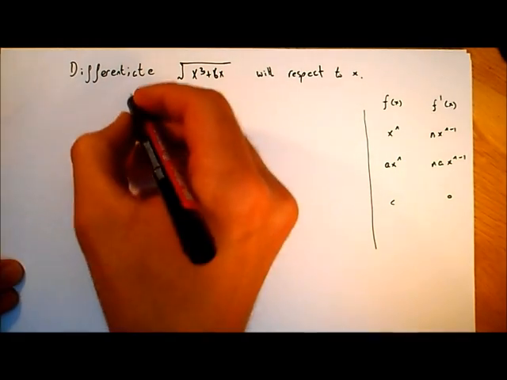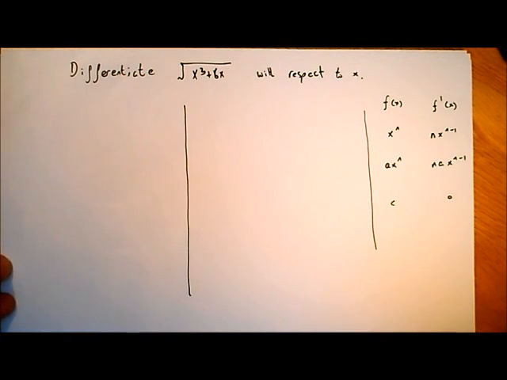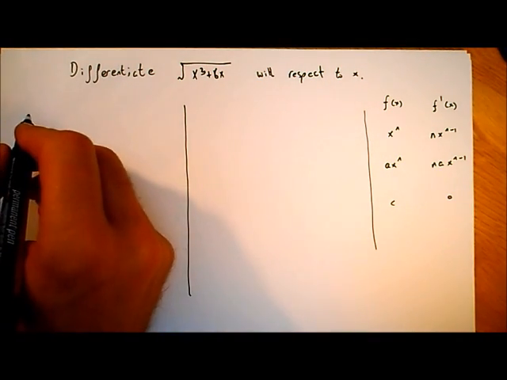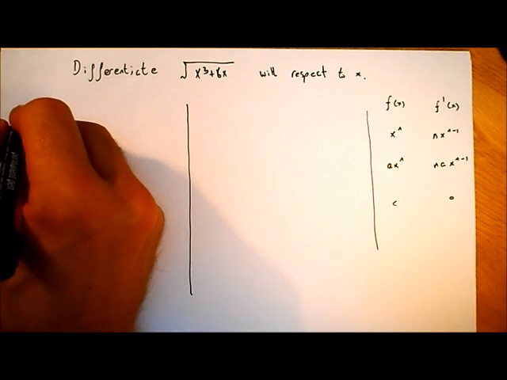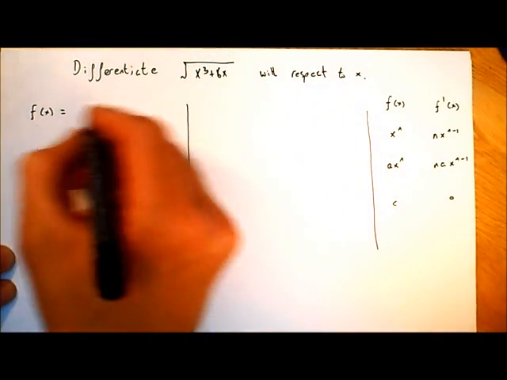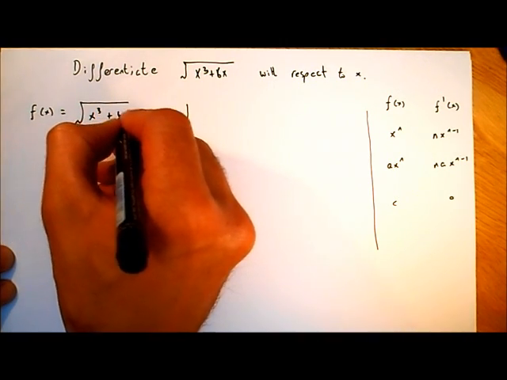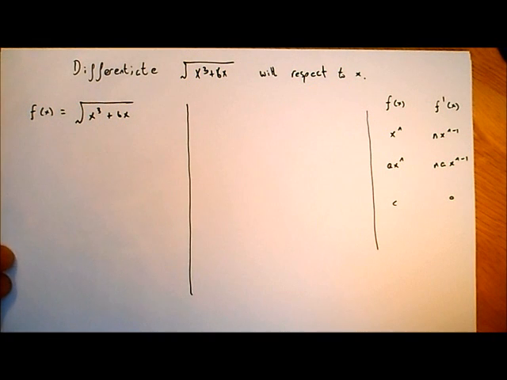So I'm going to start off by writing this as, I'm going to do it both ways actually. I'm going to use the dy over dx notation, and I'm going to use the function notation. So I'll do the function notation first of all, and I'm going to start off by writing f of x is equal to the thing that we want differentiated. So the square root of x cubed plus 6x.